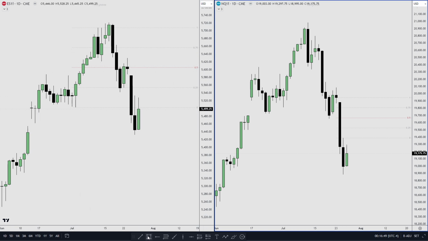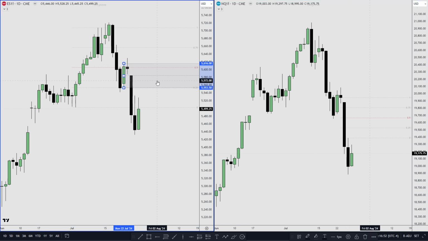which is around this level here, right at the volume imbalance. I'm allowing that to happen because ES is more bullish than NQ. So you're going to anticipate stronger retracements for ES, and for NQ you're going to anticipate stronger expansions towards the downside. And that's it for the weekly forecast.